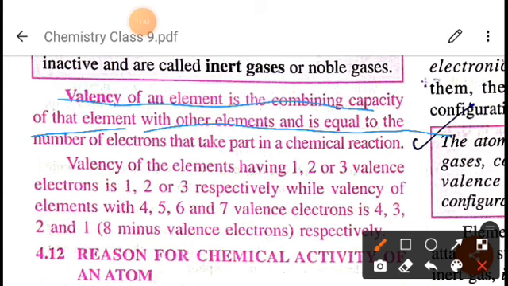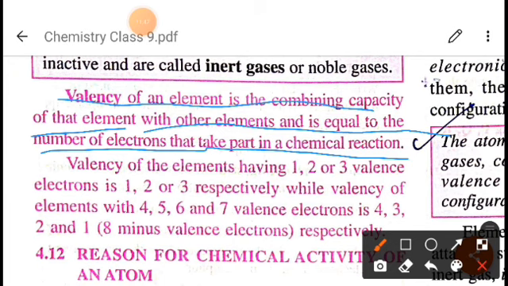and is equal to the number of electrons that are taking part in a chemical reaction. Means what? Valency is just the combining capacity of the element with other elements, and is equal to the number of electrons taking part in the reaction. If the number of electrons taking part in the reaction is 1, then its valency will be 1. If it is 2, then the valency will be 2. If it is 3, then the valency will be 3.